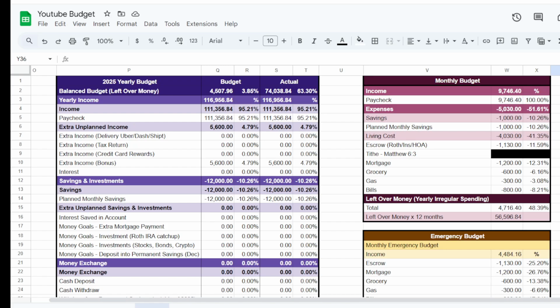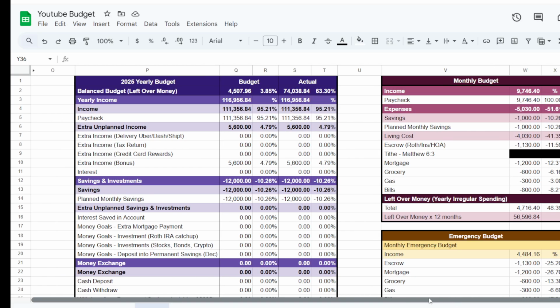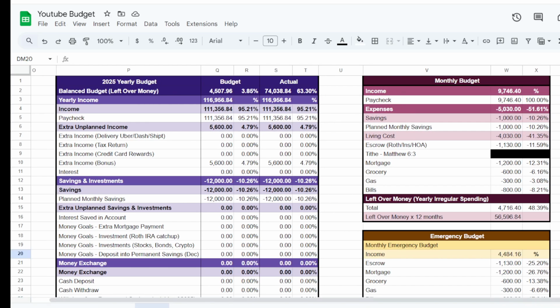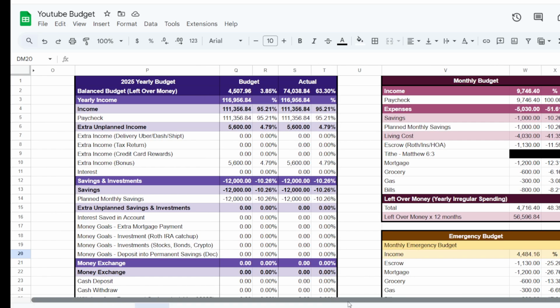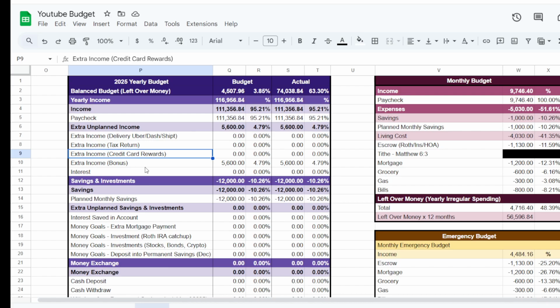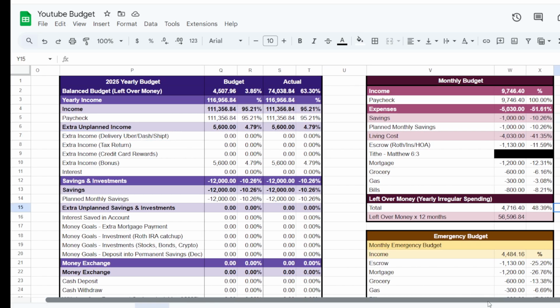And so that's it for my 2025 yearly budget. I hope I don't overspend, and maybe I'll be able to earn extra money through credit card bonuses or credit card rewards, and maybe delivery services. And hopefully I'll be able to meet my money goals.